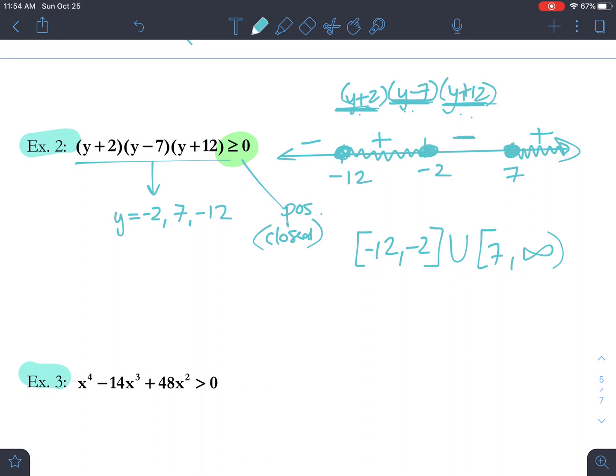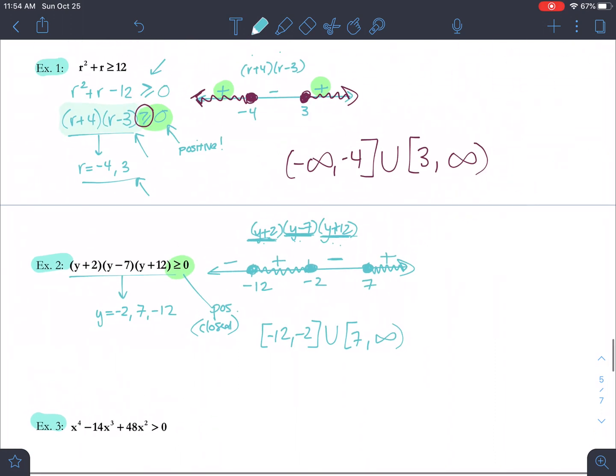Okay, so see how you feel about that. We're going to try one more. You might be wondering, do they always alternate? Here I had plus, minus, plus. Here I had negative, plus, negative, plus. Do they always alternate? My answer is no.